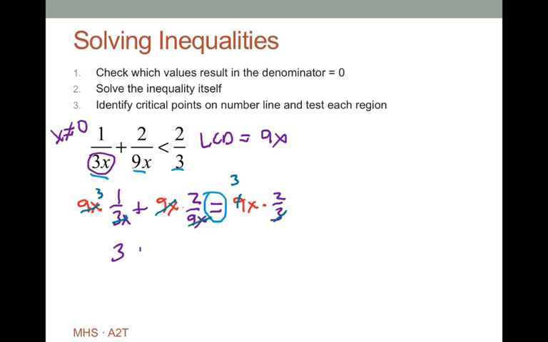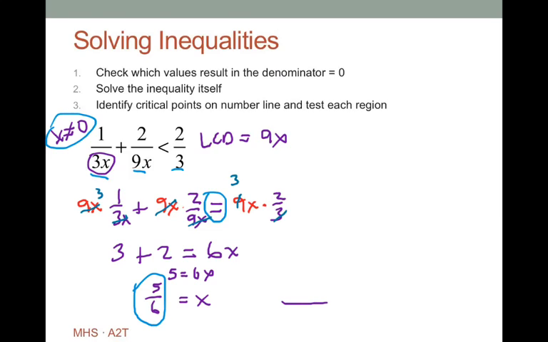Now we're just dealing with it as an equality. We're going to solve it, and then that will become one of our critical points. As we solve it, we find that x equals 5/6. Okay, so when we solve the equality, we find that x equals 5/6. Okay, so let's come up with a number line, and we're going to have one point, it's going to be 0, and the other point is going to be 5/6.